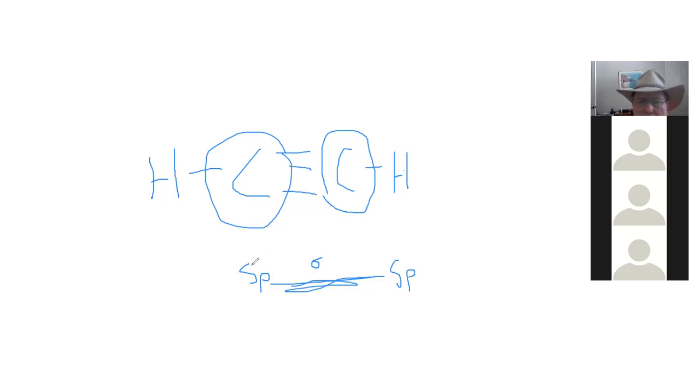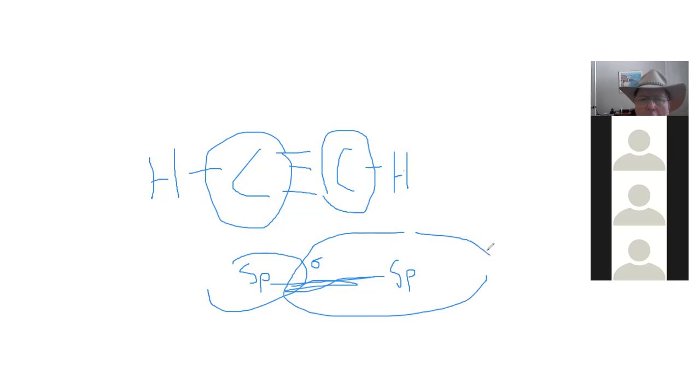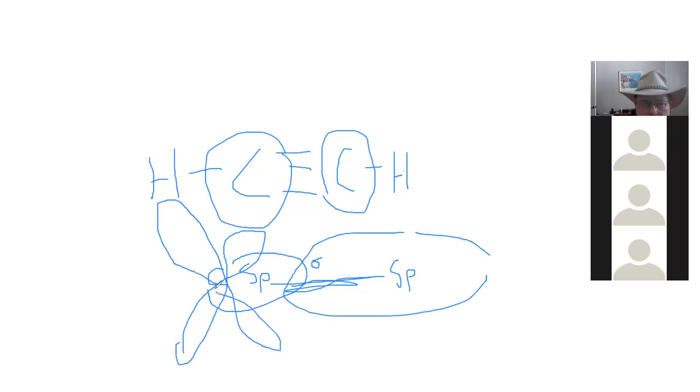Now I have an sp. It's got a big lobe. This has a big lobe and they overlap, right? They're along, and this is a linear fashion. But my carbon also has two p orbitals. So this is a p, this is a p. My other carbon also has two p orbitals.